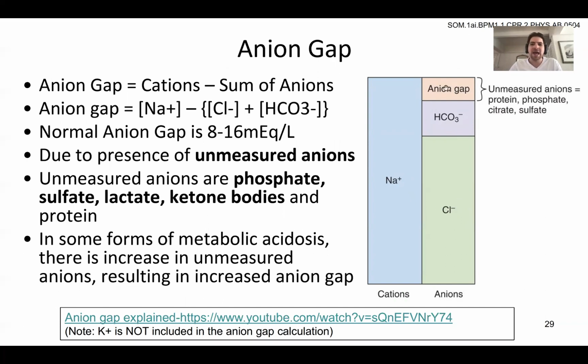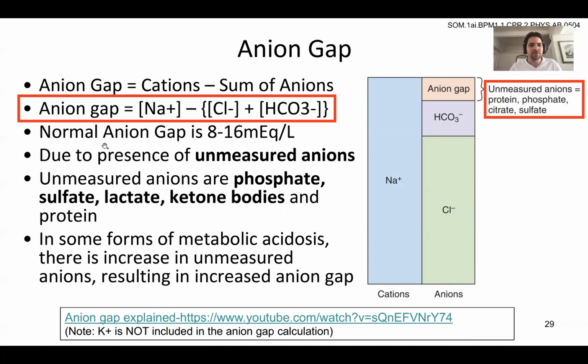So if you have a HAGMA, or high anion gap metabolic acidosis, that's usually these unmeasured anions. You'll have to know this equation. So this is our anion gap. If it's a non-anion gap metabolic acidosis, it'll be outside of the range of these things. So just make sure you know that equation, and that would be our standard anion gap. They'll probably give you that though.